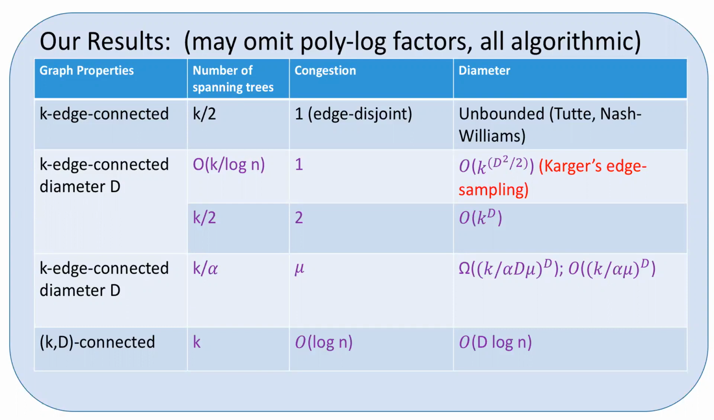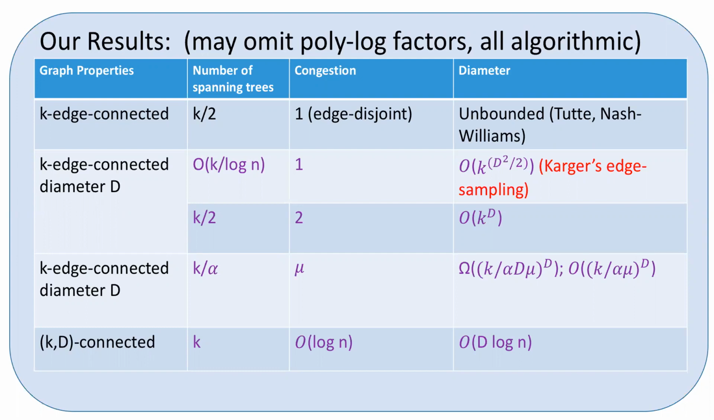Our first result shows that every k-edge connected graph with diameter d contains a packing of size k over log n, congestion 1, and diameter at most k to the d squared over 2. So when d is small and k is not very large, this gives good bounds on the diameter. And in fact, the algorithm for this result is exactly Karger's edge sampling algorithm. So this result can be seen as a strengthening of Karger's theorem.